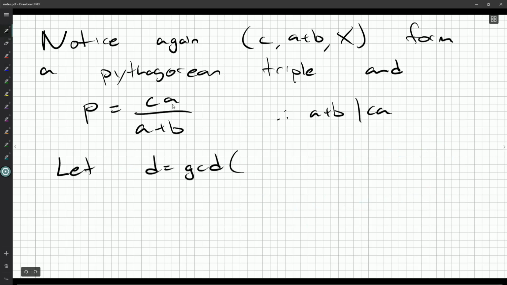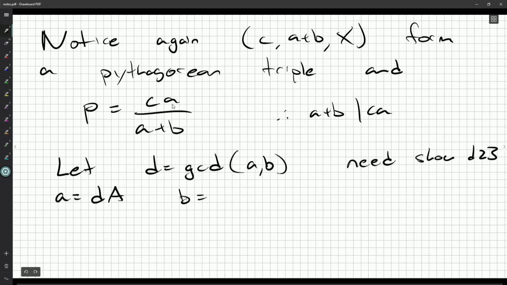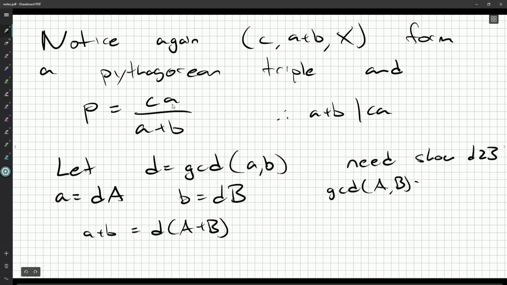All we need to do is show that D, being the greatest common divisor of A and B, is greater than or equal to 3. Well, then A is going to be equal to D times something, let's call it capital A, and B is going to be D times capital B. So A plus B is D times capital A plus capital B, and the greatest common divisor of capital A and capital B is going to be 1.